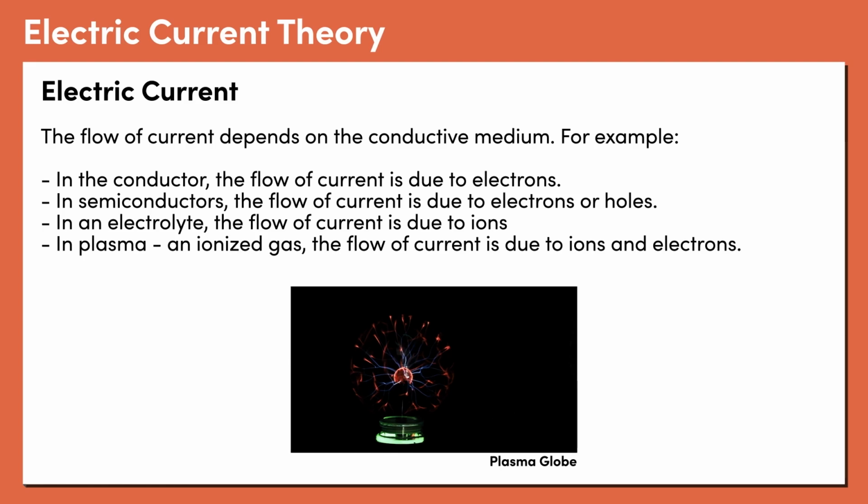For example, in a conductor, the flow of current is due to electrons. In semiconductors, the flow of current is due to electrons or holes. In an electrolyte, the flow of current is due to ions. And in plasma, an ionized gas, the flow of current is due to ions and electrons.